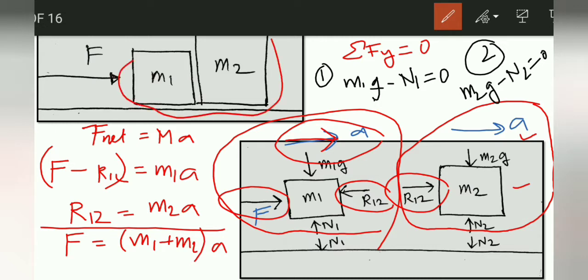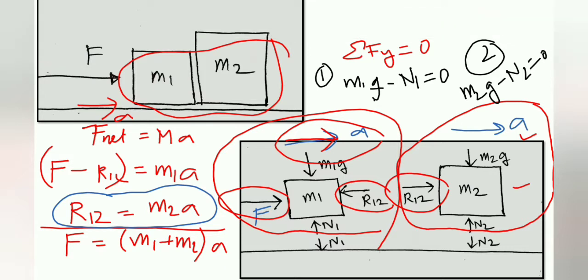So these two are moving together, so we can consider both together as a mass of m1 plus m2, and that is acted upon by a force F. Then the acceleration will be F by m1 plus m2. And if you are asked to find the contact force between the two blocks, then you have to find R12, that is m2 into the value of A you got. You substitute here and you will get the answer. This is very basic, and I hope this is crystal clear to you.